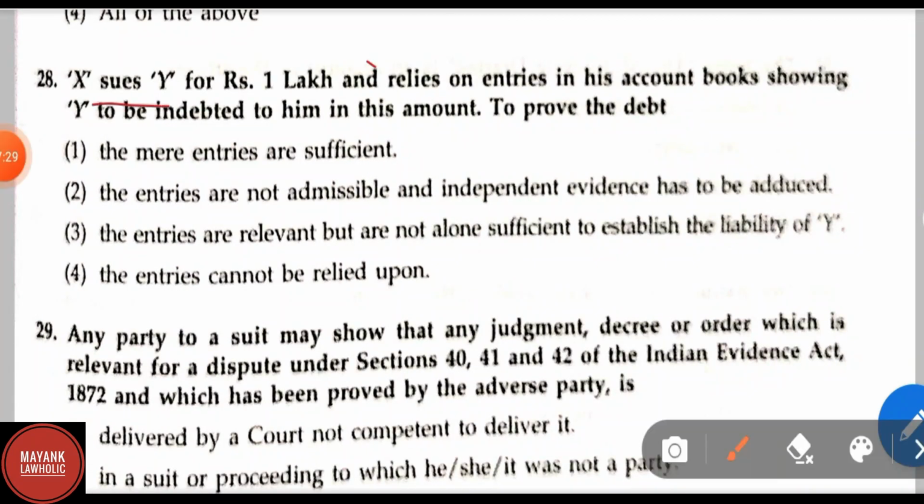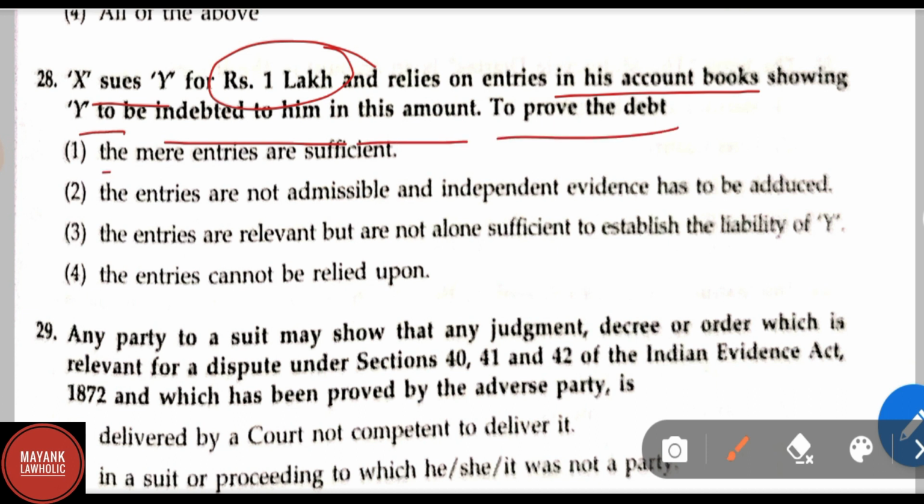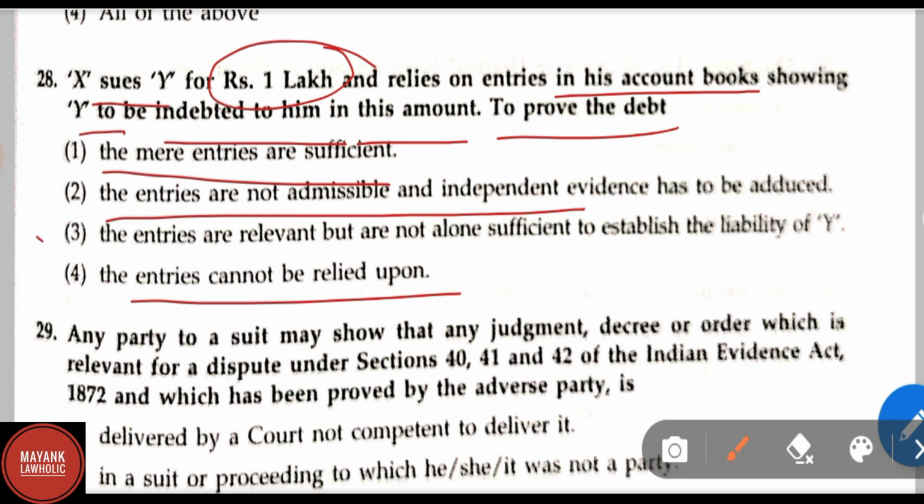X sues Y for rupees 1 lakh and relies on entries in his account books showing Y to be indebted to him in this amount. To prove the debt, option 1, the mere entries are sufficient. Option 2, the entries are not admissible and independent evidence has to be adduced. Option 3, the entries are relevant but are not alone sufficient to establish the liability of Y. Option 4, the entries cannot be relied upon. Here the correct answer is option 3. The entries are relevant but are not alone sufficient to establish the liability of Y.